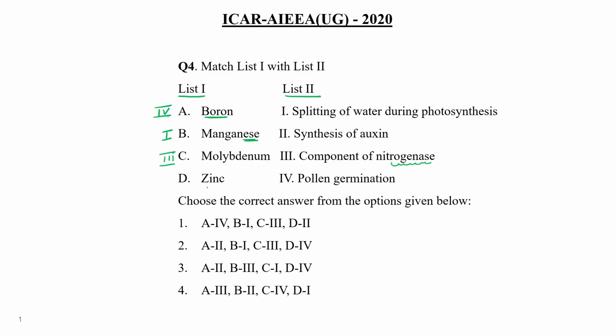And zinc catalyzes the reaction in which synthesis of oxygen occurs. So D comes with the choice number 2. So as we match A, boron with pollen germination, this is fourth. Out of these 4 options, only in choice number 1 A comes with choice number 4. We can quickly choose the correct answer accordingly.